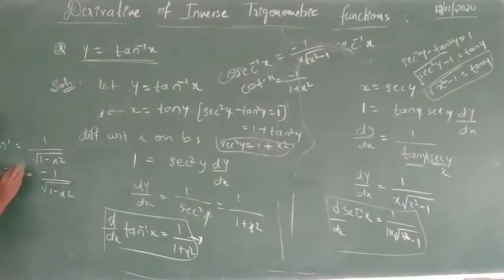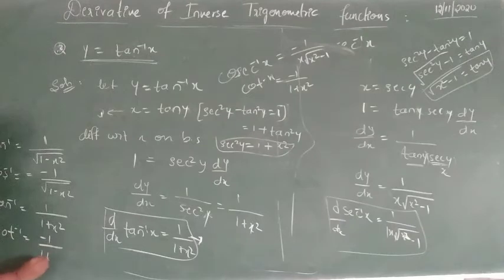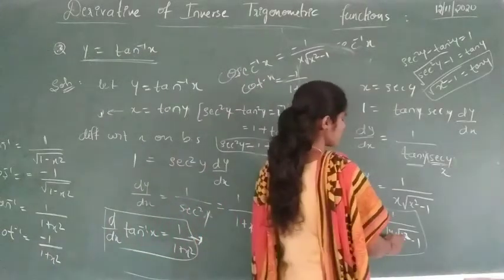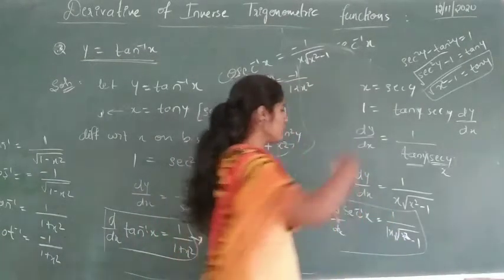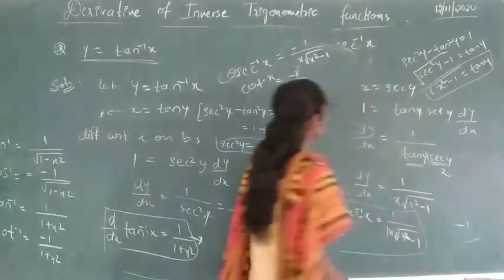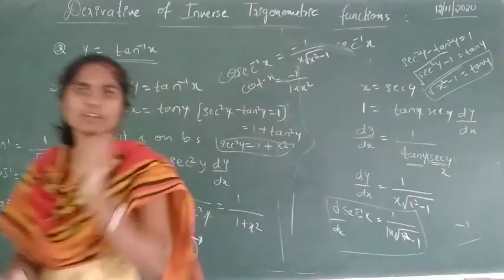See, sin inverse and cos inverse, what is it here? 1 divided by square root of 1 minus x square. But cos inverse is -1 divided by square root of 1 minus x square. Next tan inverse. What is tan inverse? 1 divided by 1 plus x square. Next cot inverse is -1 divided by 1 plus x square. Okay. Similarly, secant inverse? 1 divided by x into square root of x square minus 1. So cosecant inverse is -1 divided by x into square root of x square minus 1.